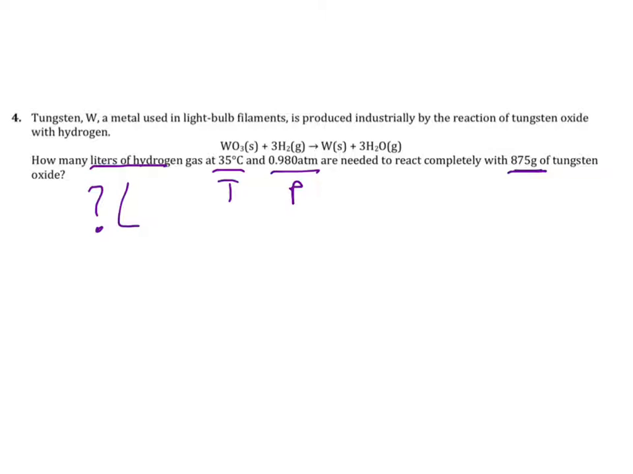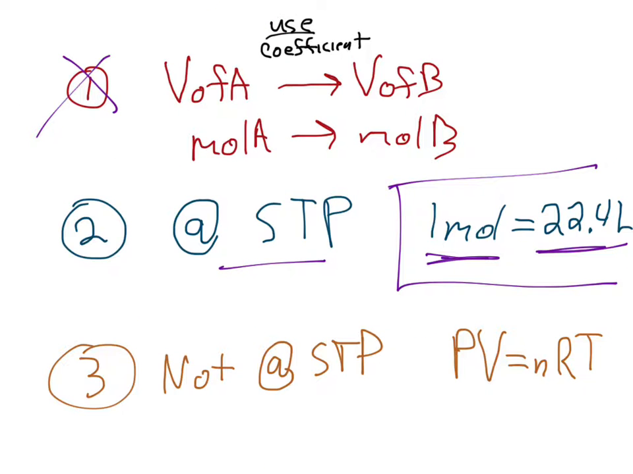So this, again, is not a liter-to-liter problem. This is a liter to gram problem. So we somehow need to go from liters to grams. And this is going to be liters of hydrogen gas, and we're trying to get to grams of the tungsten oxide. So let's take a look here. It's not a volume to volume. It's not a liter to liter problem.